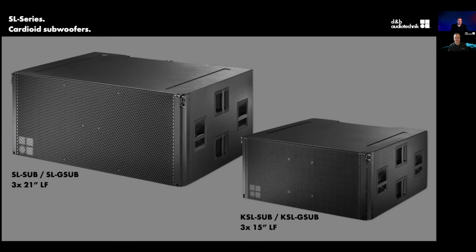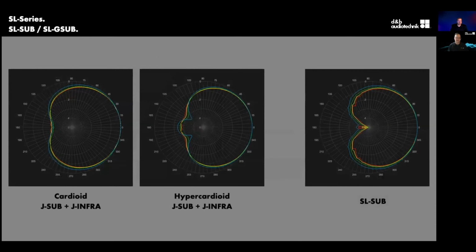SL sub being 3 21-inch LF drivers, 2 to the front, 1 to the rear. And as you might guess with a KSL, it's the 2 15s to the front and 1 to the rear, so that this box is inherently cardioid. So just as we lay this over to use it, we don't have to flip anything around. This box is ready to go. And in fact, the SL sub itself is probably the best cardioid subwoofer that d&b has to offer.